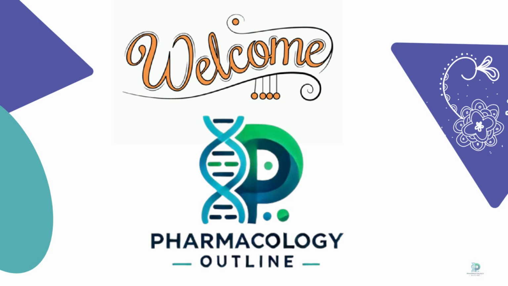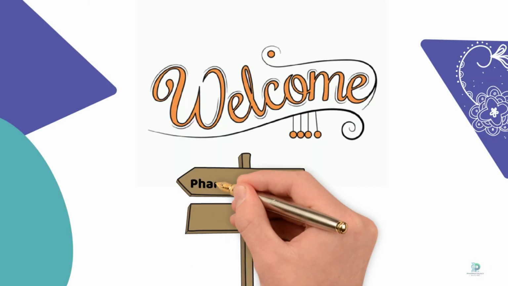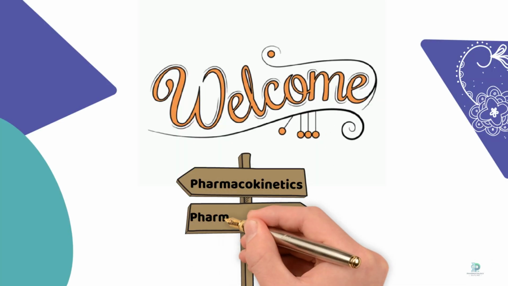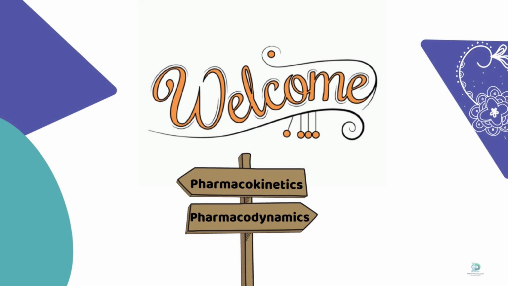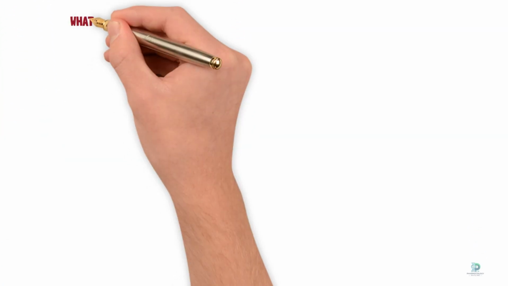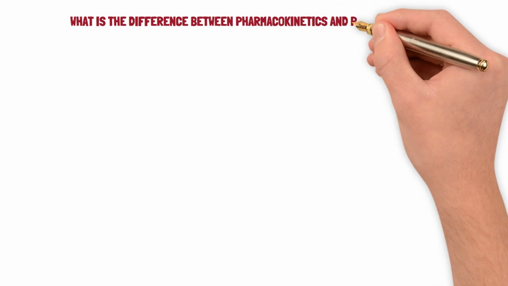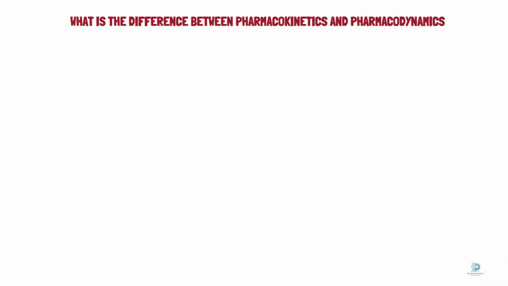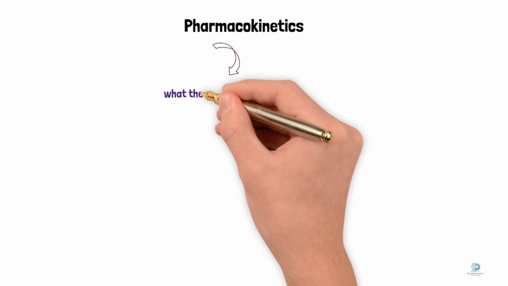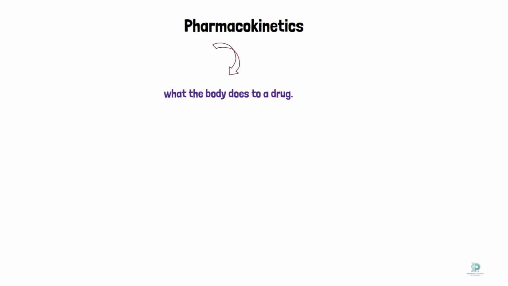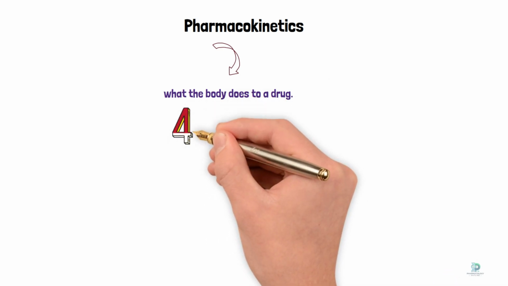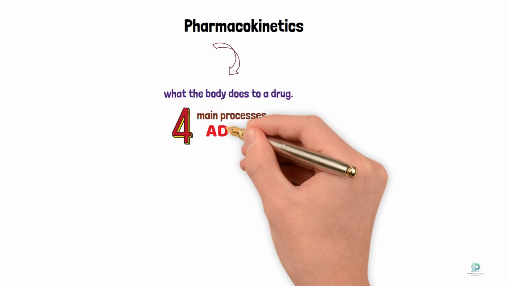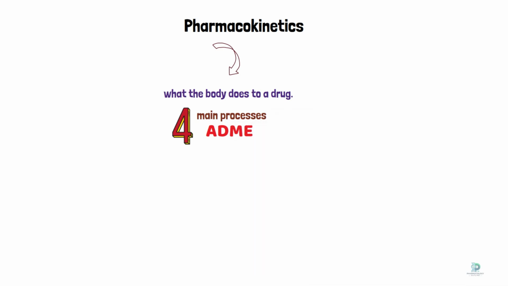Today, we're diving into two fundamental concepts, pharmacokinetics and pharmacodynamics. What is the difference between pharmacokinetics and pharmacodynamics? Let's start with pharmacokinetics. Pharmacokinetics is all about what the body does to the drug. It encompasses four main processes, often remembered by the acronym ADME.